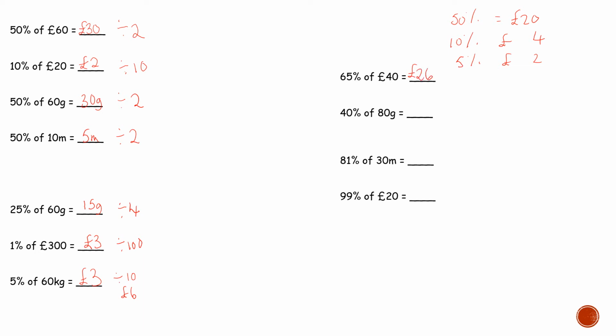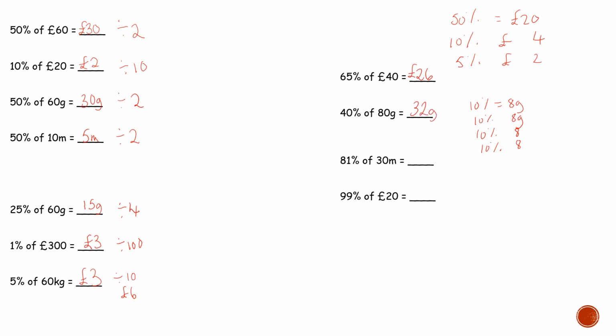My next one, I'm doing 40% of 80 grams. So 10% of 80 grams is 8 grams. I'm going to add a second set, third set, and a fourth set. So 8 times 4, which is going to give me 32 grams.